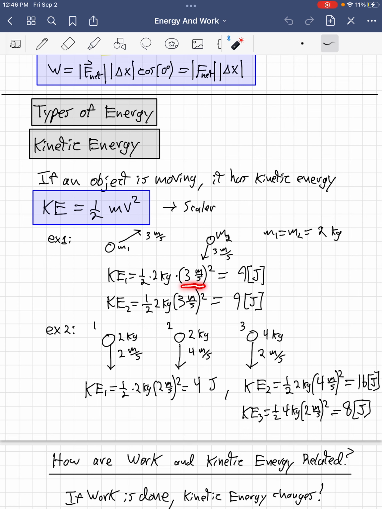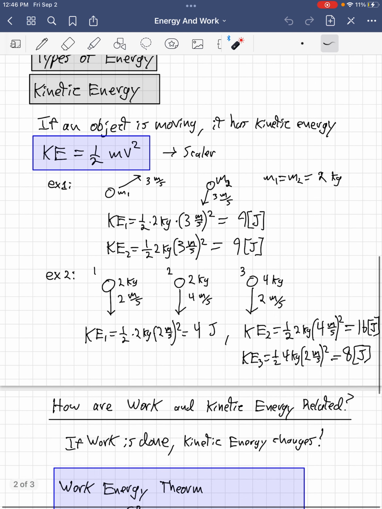So you take 3 meters per second squared, times the mass, and times 1/2, and that's going to give you 9 joules. And the second object has the exact same kinetic energy, 9 joules. Let's think about example 2.